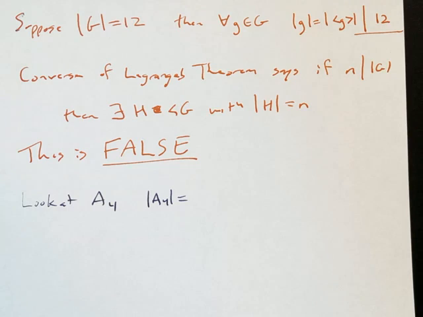How do you get that? It's the even permutations of 4 things, right? First question, how many permutations are there of 4 things?